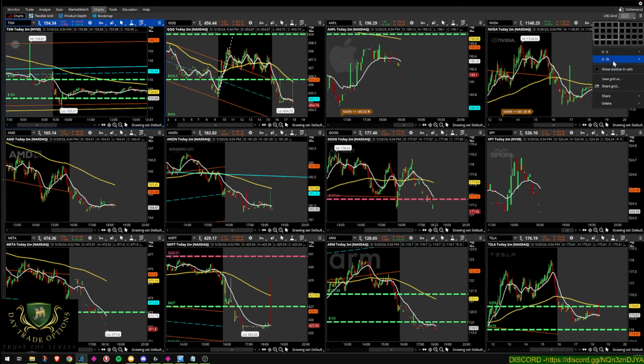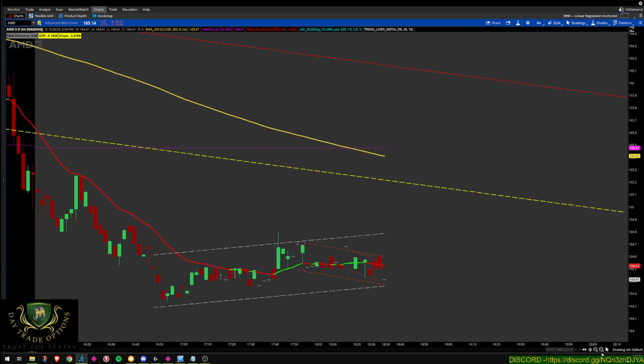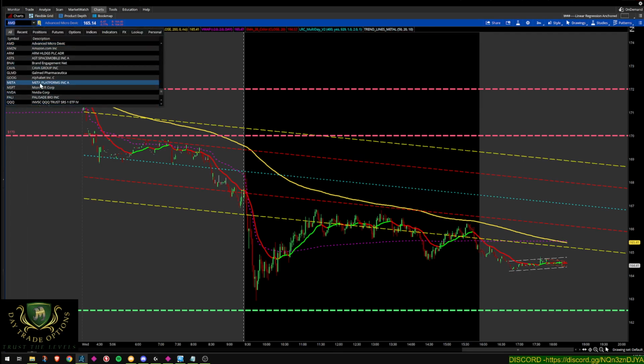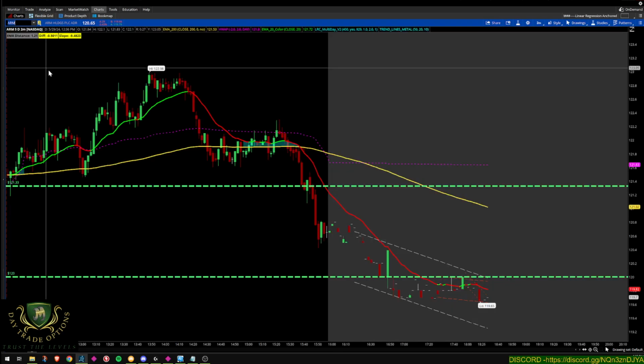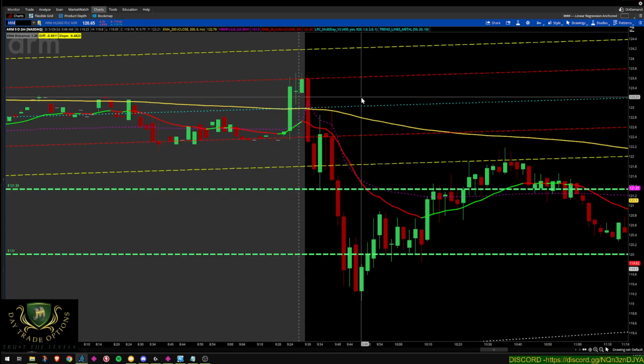So to go back to my linear regression channel chart, this is it in a nutshell. Let me get back to ARM. Today's trade was perfect because you could see everything the way you want it to go in the market. I was watching NASDAQ and ES.